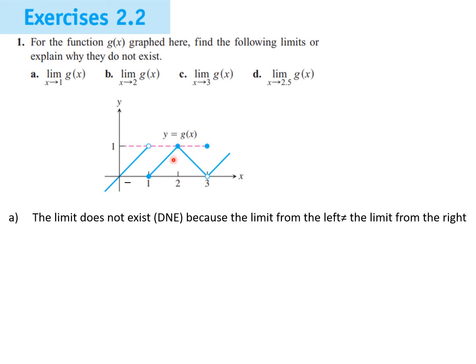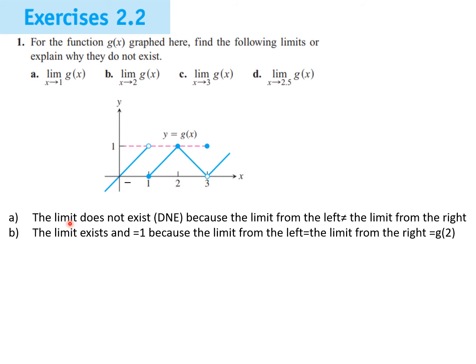And also the function evaluated at 2 will give us 1 as well. So the answer is the limit exists. That is the limit as x approaches 2. The limit exists and equals 1 because the limit from the left equals the limit from the right equals g of 2 equals 1, as we said.